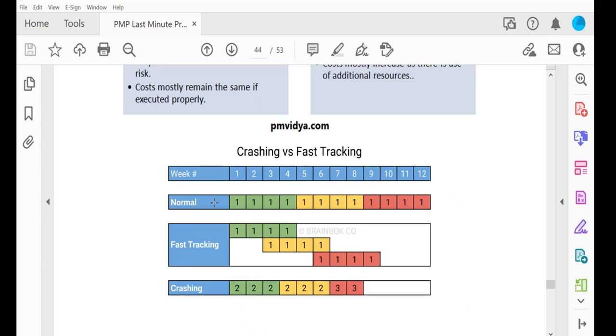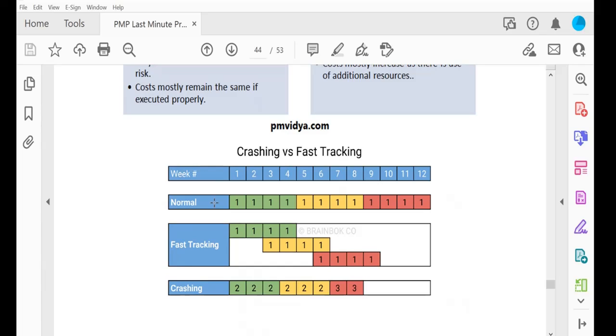For example, there is a question like that. They give CPI equals 0.95, and they also give the SPI equals 0.99. In that case, which one should you follow, crashing or fast tracking?